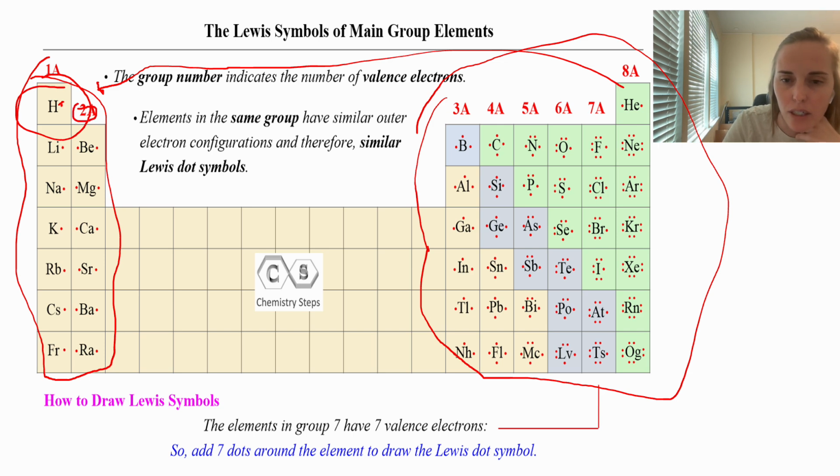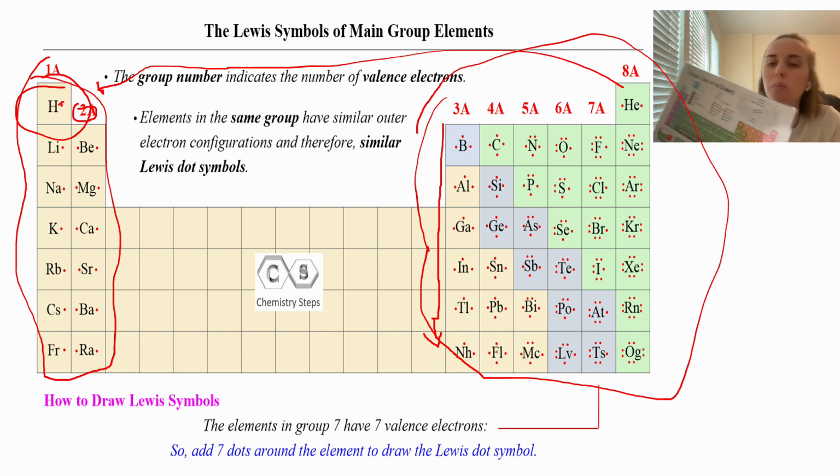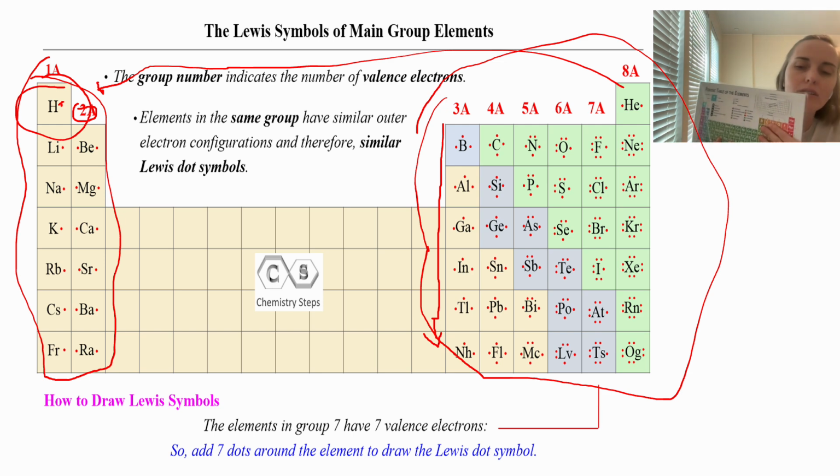Third, you have 3 for boron, 4 for carbon, 5 for nitrogen, 6 for oxygen. Guys, are you seeing the pattern? Every single element in this 3 group is going to have 3 valence electrons. Every single element in your 4 group is going to have 4 valence electrons. Every single element in your 5th group is going to have 5 valence electrons. Again, your periodic table, you need to have this. You need to be familiar with what it's talking about.